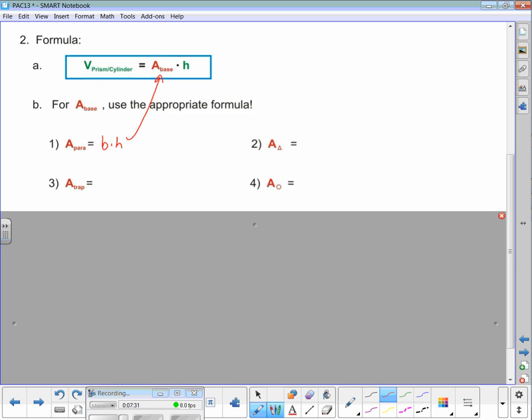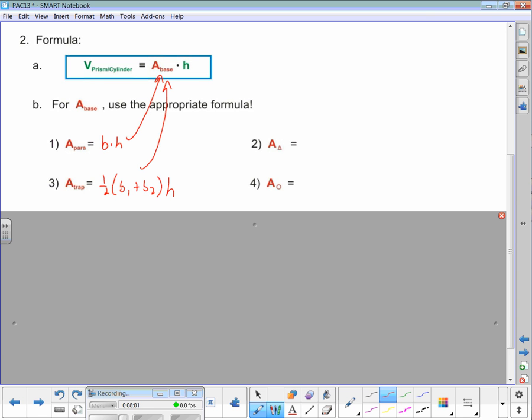What if you had a trapezoid for a base of your prism? What formula would you use? Andrew? Not quite. Got the half right. Ashton? Correct. 1/2 times the quantity, base 1 plus base 2, times the height. That's what you would use there if you had a trapezoid for a base.